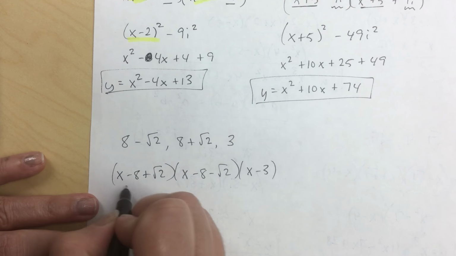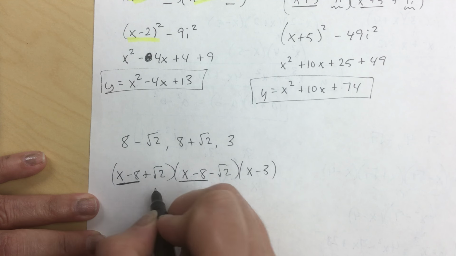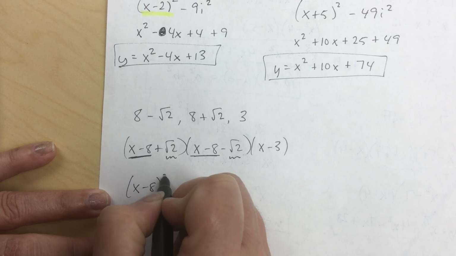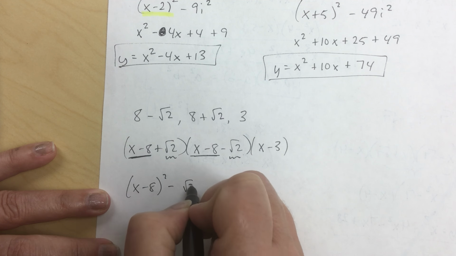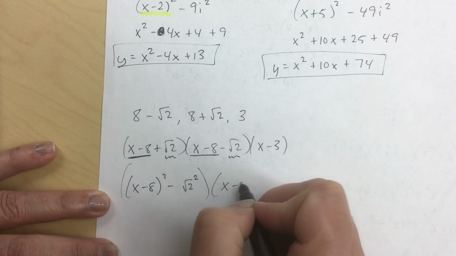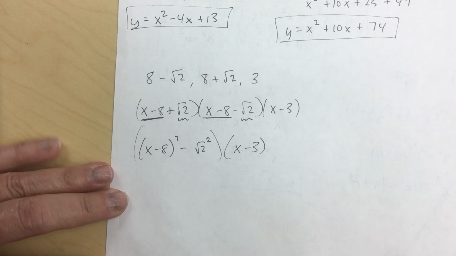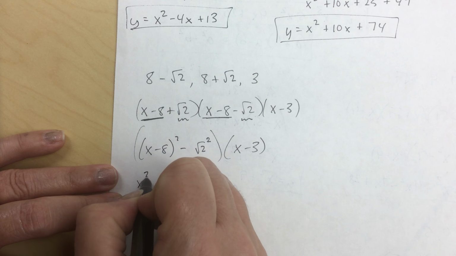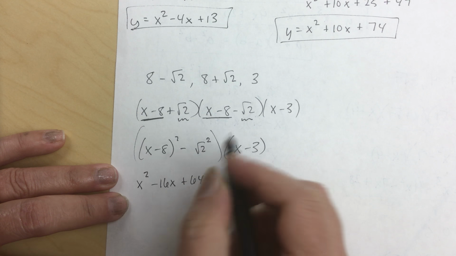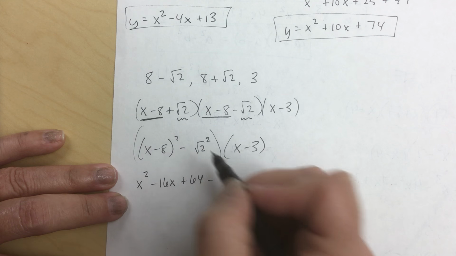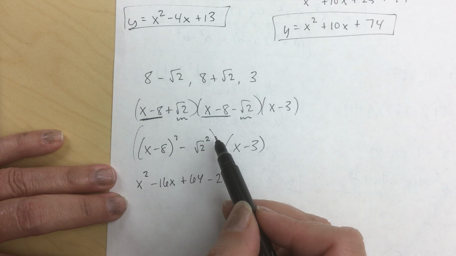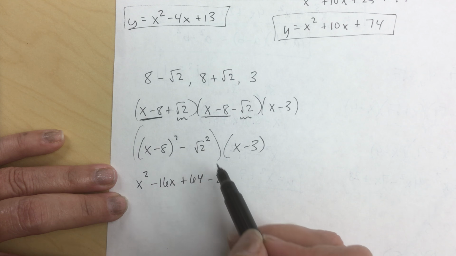I'm going to multiply these two together. So I'm going to take my x minus 8 as my first thing. My radical 2 is my second thing. First thing squared minus second thing squared. And then that whole thing is going to be multiplied by x minus 3. But I'm not going to worry about that right now. This then is square, double square. So x squared minus 16x plus 64 minus, and then radical 2 squared is radical 4, which is regular 2. So whenever you have a radical squared, it just gets rid of the square root. So that just becomes 2.